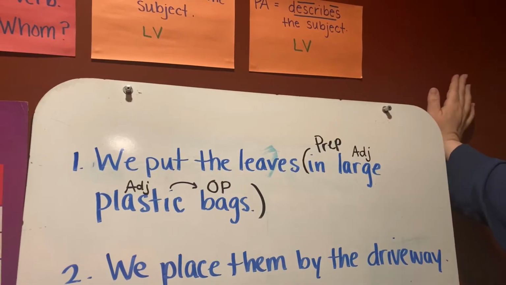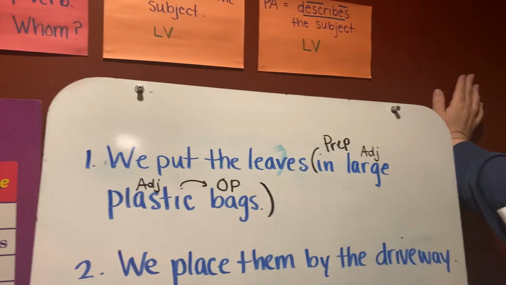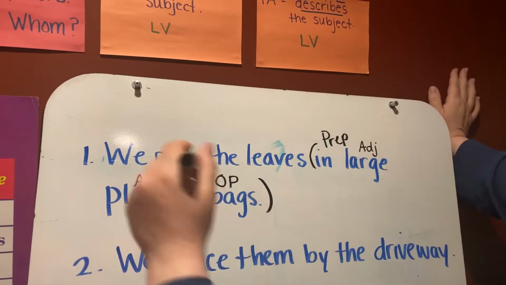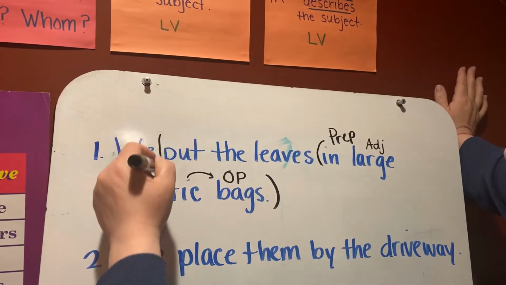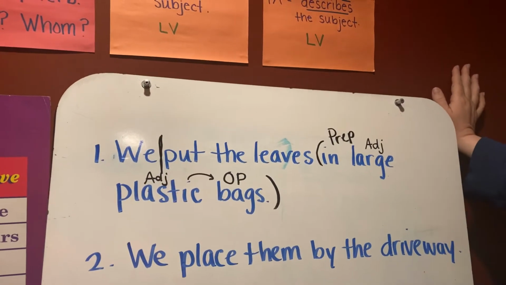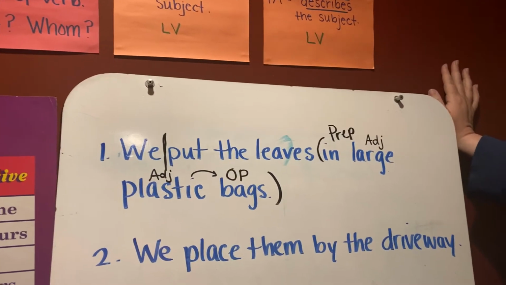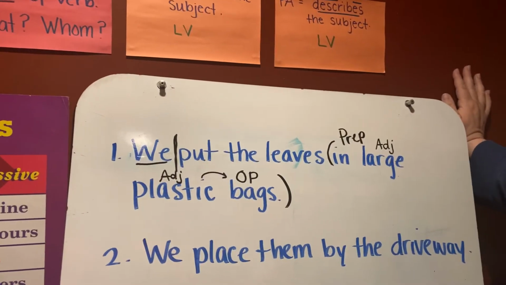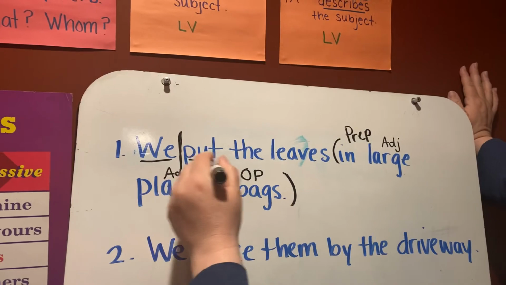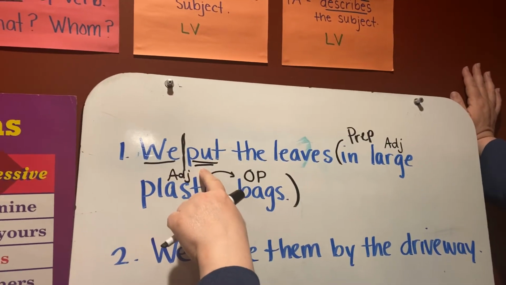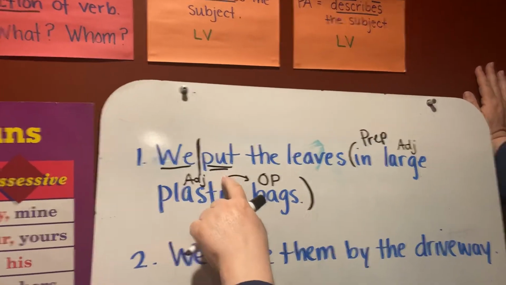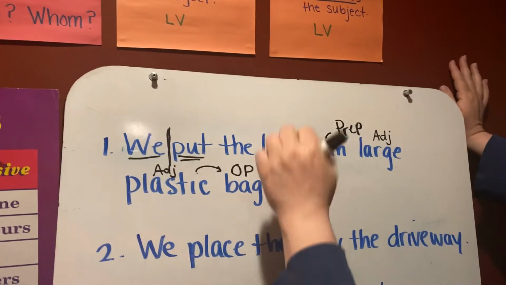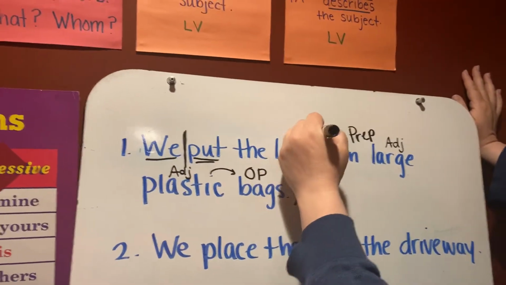Okay, now let's split this sentence in half between the subject and the predicate. Go ahead and do that. And we're going to do that split right there. What is the subject in our sentence? Underline it once. We is the subject. What is the verb? What did we do? We put, and put is an action verb. So what did we put? What did we put? We put leaves. So leaves is our direct object.